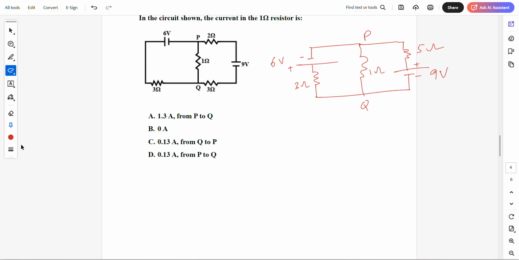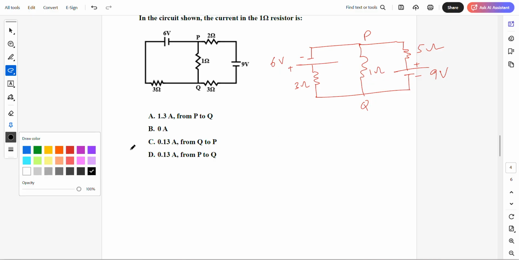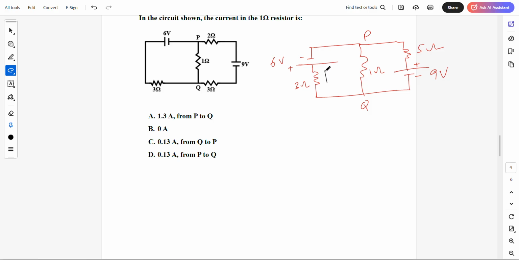Directly we can write, assume the current direction is like this always. Okay, let us keep the current direction like this. This is I1, this is I2, this is I3, understood. Okay, how much is E1? E1 is 6 volts. R1, 3 ohm, E2 is 0, R2 is 1 ohm here, this is R3 and this is E3.